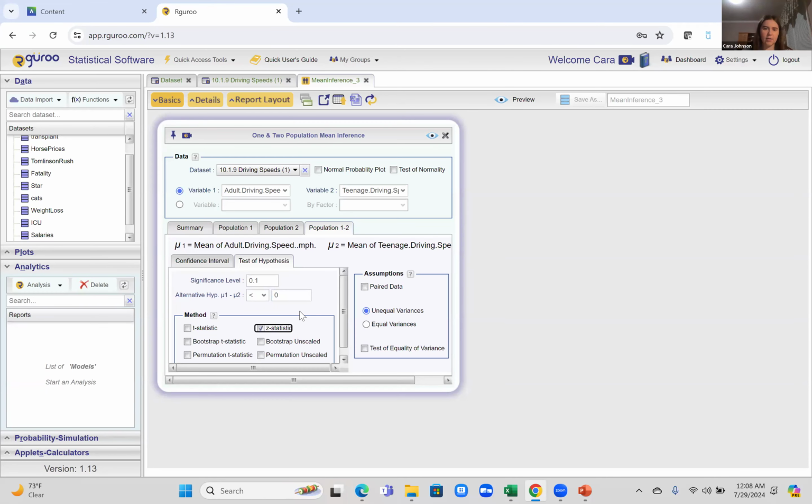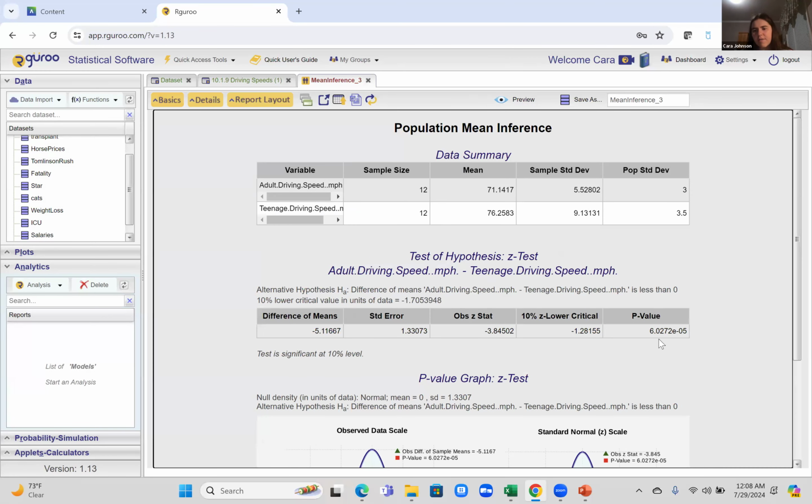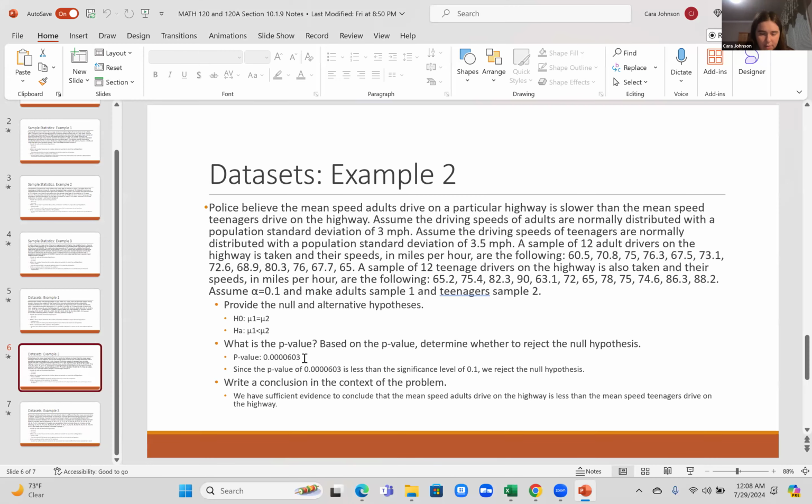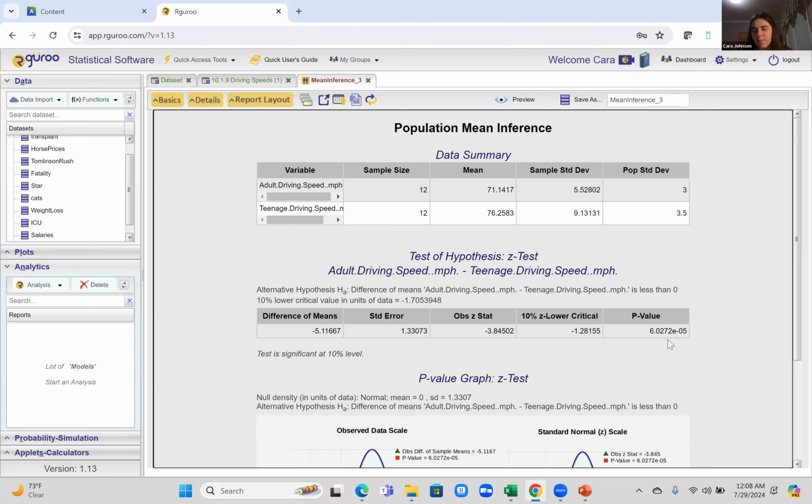And then Z statistic, because we know the population standard deviations. If you didn't know the population standard deviations, you would check T. Hit the eyeball. I get a p-value of 6.0272 e negative 5. So remember that means to move the decimal point 5 places to the left, which gets you this number here. So that's just this with the decimal point moved 5 places to the left.